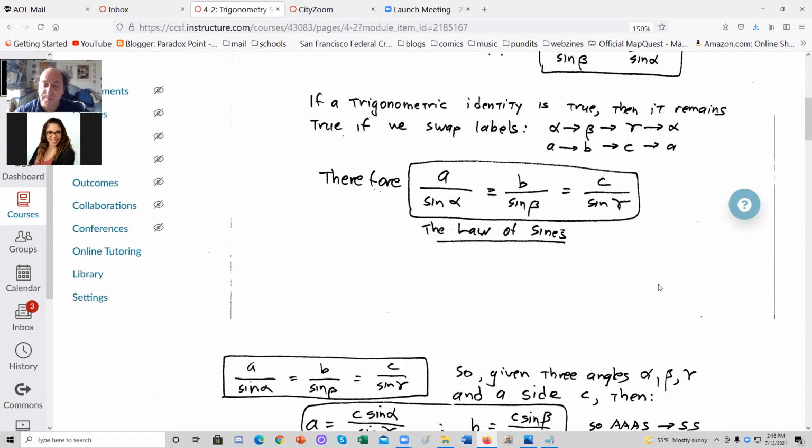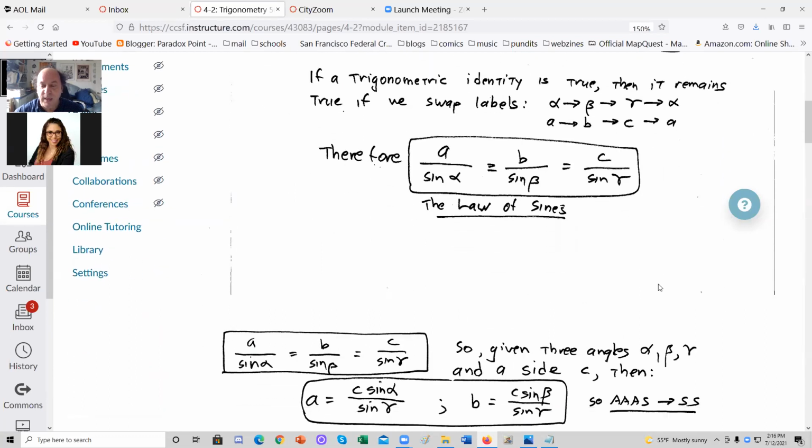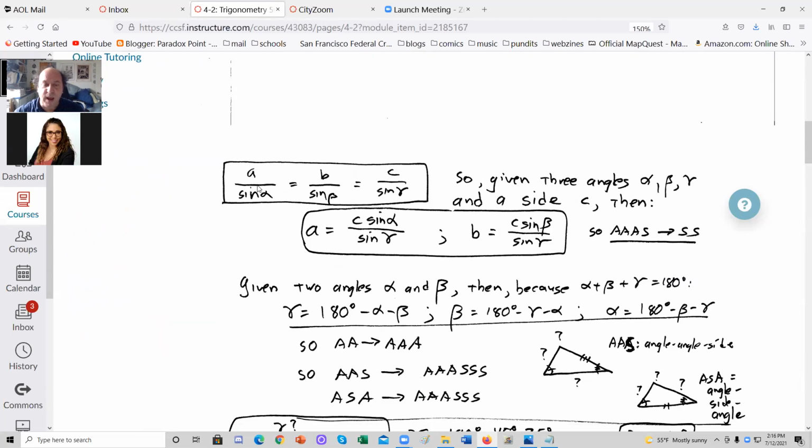The idea being that if we are given the three angles alpha, beta, and gamma, and one side, let's say C, then we can solve for A and B. Transpose sine alpha and get A equals C sine alpha over sine gamma. Transpose sine beta and get B equals C sine beta over sine gamma. So given three angles and a side, we get the other two sides.